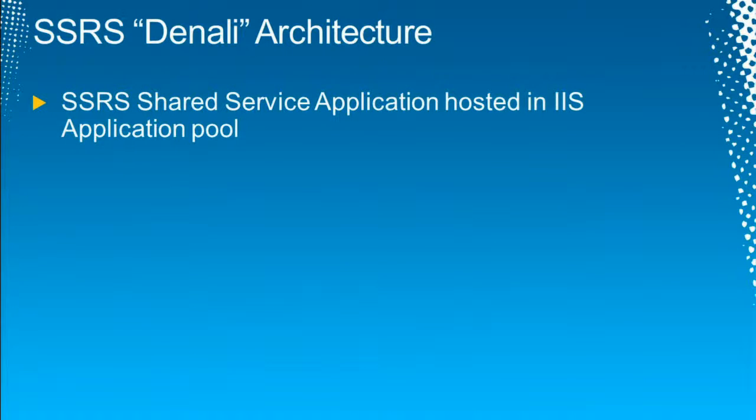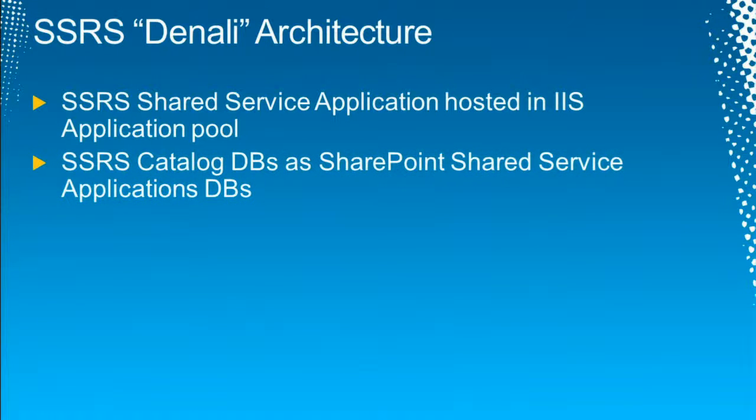Reporting Services in Denali follows the shared service architecture in SharePoint. So it is a service application now, as opposed to a Windows service. And the service application is hosted inside the W3WP of IIS. Every service application also gets its own catalog DB. So you can have multiple service applications with multiple Reporting Services catalogs, something you couldn't do in prior versions. You essentially had the one catalog that was integrated with the entire SharePoint farm.